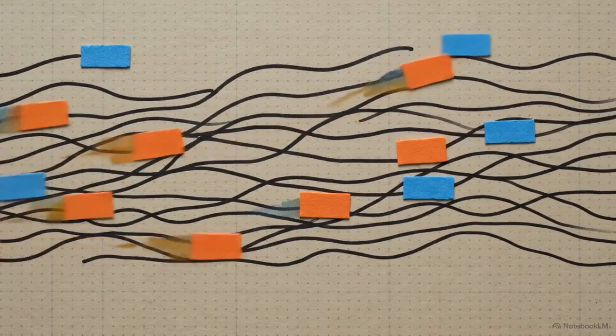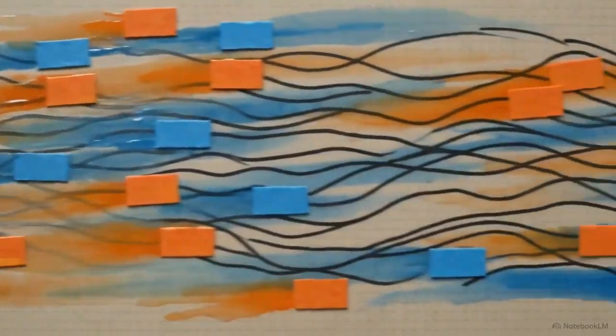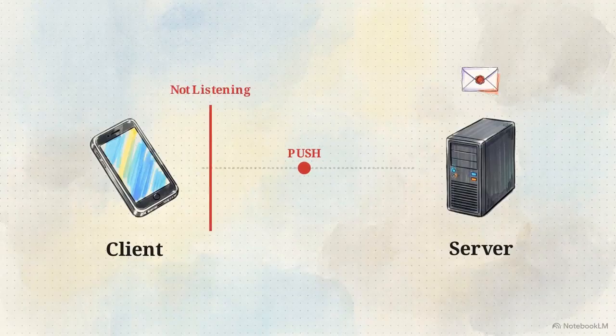Billions of times a day, we send instant messages, but the internet was not built for real-time delivery. Standard web traffic uses a request-response model called HTTP. Your phone asks the server for data, and the server sends it back. But for chat, a server cannot push text to your phone unprompted. It must wait for your device to explicitly ask.